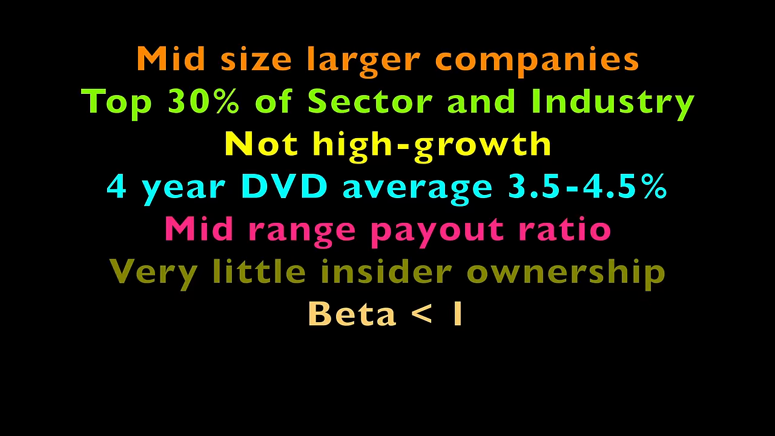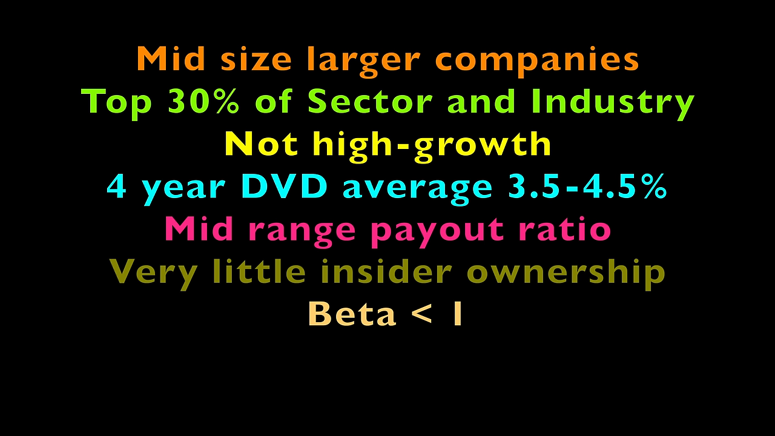So overall, the companies that have done the best for us when it comes to trading the optional trading strategy over the past 3 years are companies that aren't too big, but they also aren't too small. They are ranked high in their sector and in their industry. In fact, they're typically in the top 30%. When it comes to growth, they are typically not high growth companies.